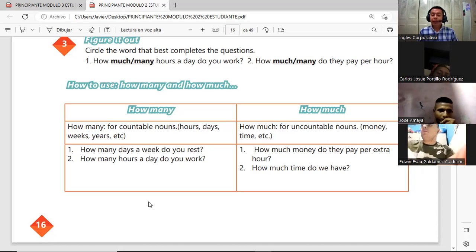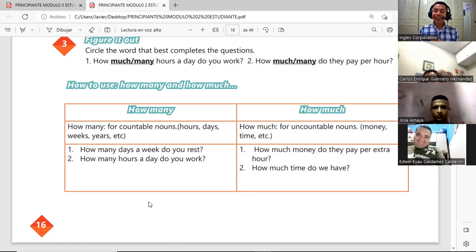Okay. Other liquids, like, for example, juice, tea, coffee, petrol, yogurt, cream, all things that are mass, todo lo que es líquido y masa, no contable, right? For example, how much money do they pay per extra hour? How much time do we have? How much water do you need? Questions?